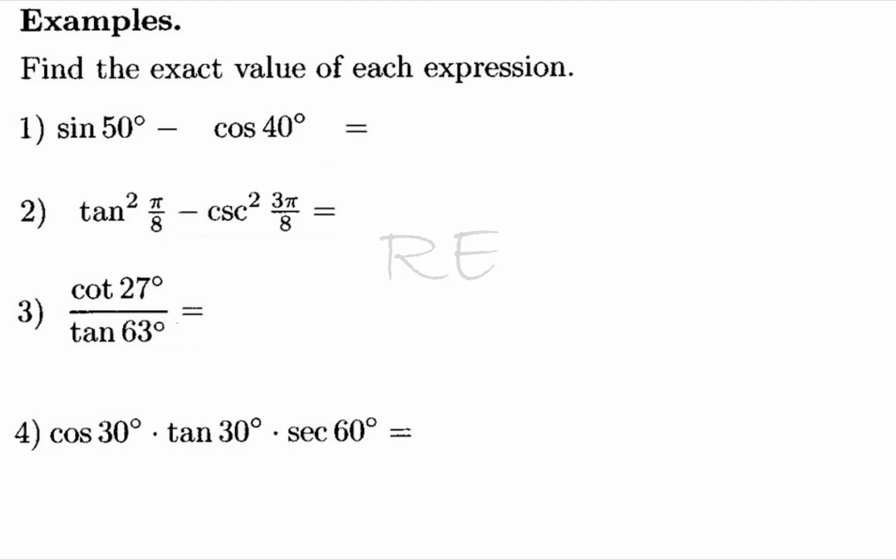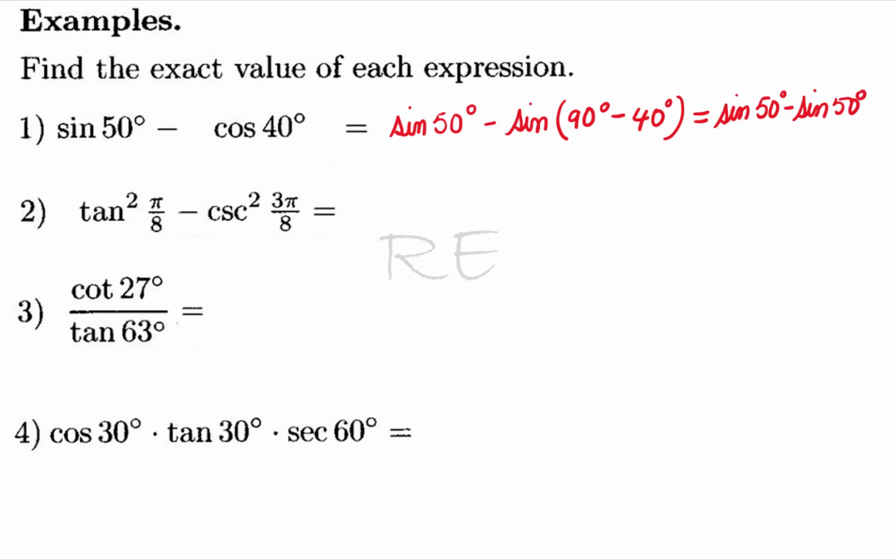Find the exact value of each expression. Sine 50 degrees minus cosine 40 degrees. Cosine 40 is equal to sine of 90 degrees minus 40 degrees. So sine 50 degrees minus sine of 90 minus 40, which is 50, sine 50 degrees. The answer is 0.